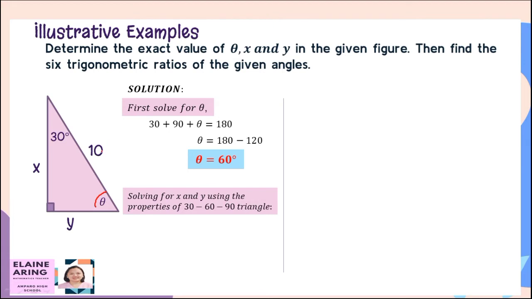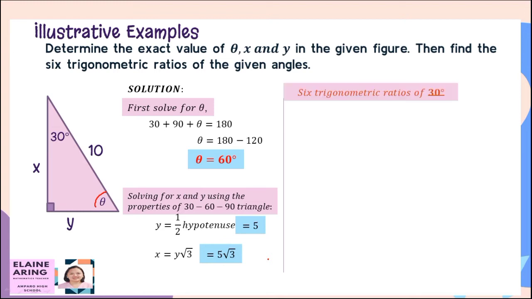O, class, di ba kanina, ang hypotenuse is twice lang nung shorter leg. So, therefore, if we're going to solve for y, 1/2 ni hypotenuse, which is 5. Di ba kalahati ni 10 is 5. Okay, after getting the shorter leg, para makuha naman itong si longer leg, saan siya i-multiply? Okay, so i-multiply lang natin siya sa square root of 3. So, therefore, the value of the longer leg or yung x is 5 square root of 3.